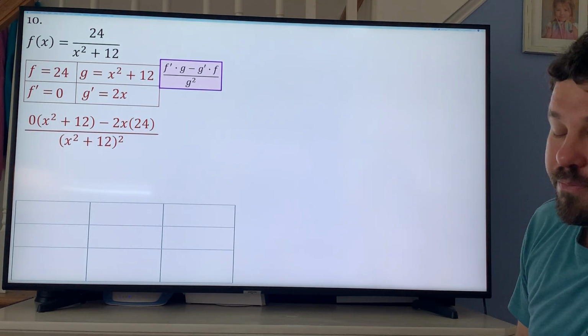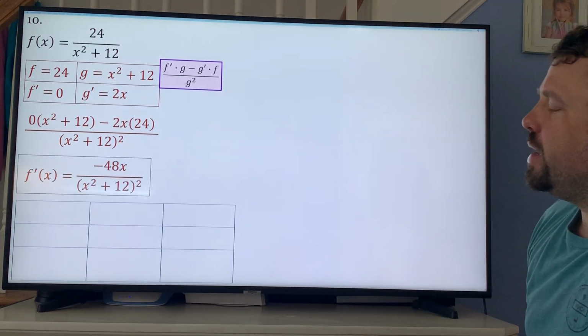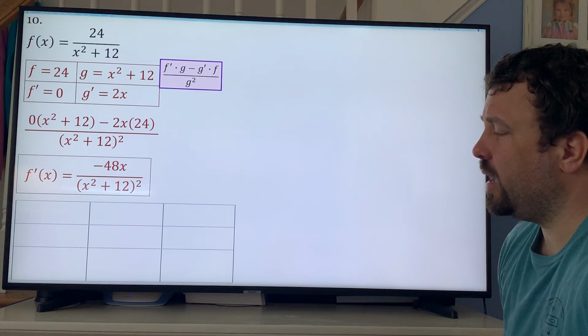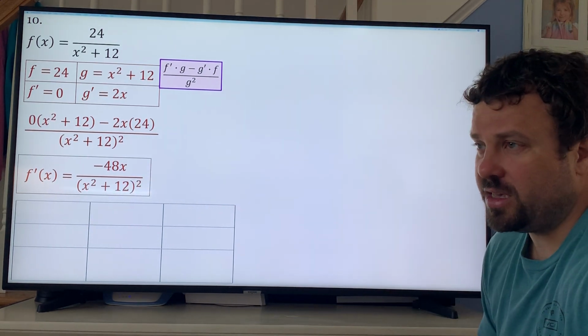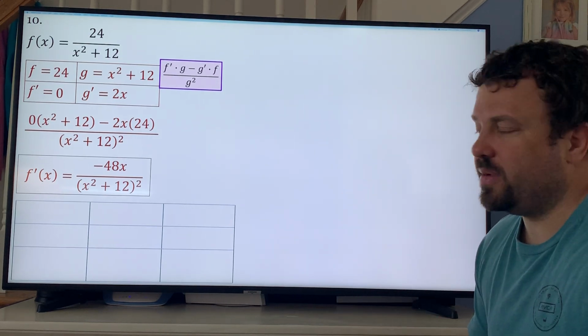Now I'm going to show you, I think, the better way to do this. Once again, it's up to you. 0 times anything is 0, minus 48x over x squared plus 12 squared. Now notice I didn't expand it here because I think you might like this way better. So why did I show you the first way? Well, some people like the first way better.